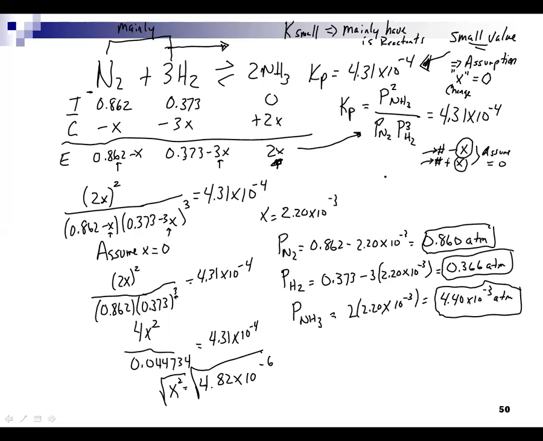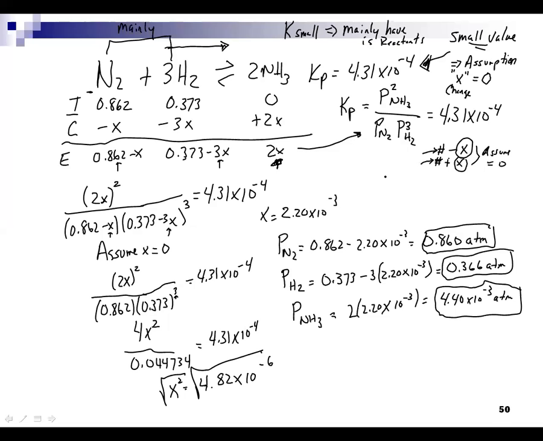So this is another way that you could solve an ice table. Again, this is specific for problems where you have a small value of k. And again, the idea here is because that k value is small, the overall change that's occurring, which is represented by x in the table, is going to be a very small number, where essentially what you start with on the reactant side is going to be pretty much the same concentration or pressure that you end up with when it's all said and done in terms of equilibrium.